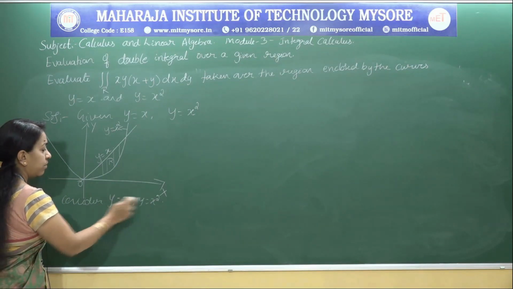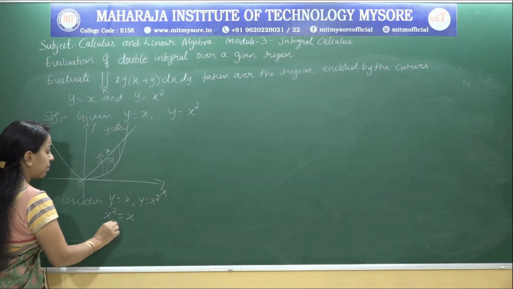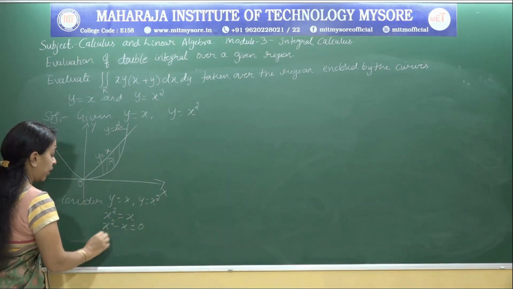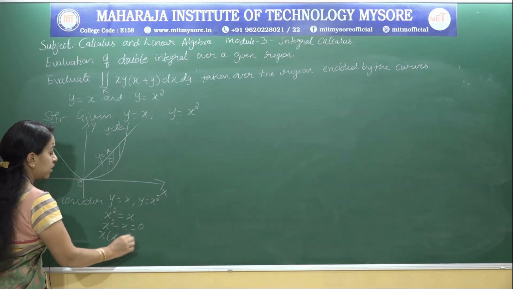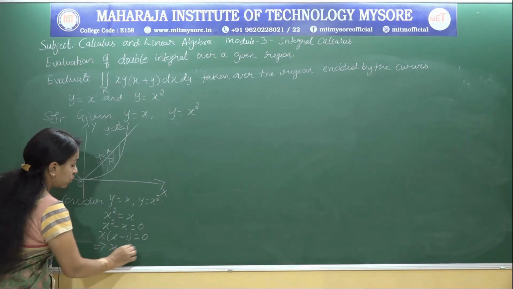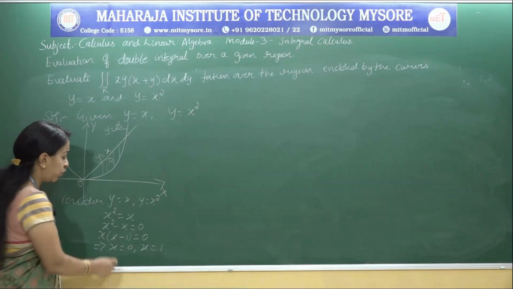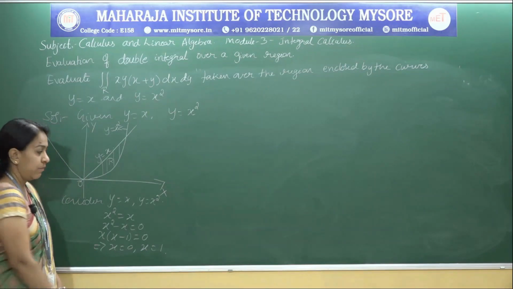So I replace y by x square. So x square equal to x, or x square minus x is 0. If I take x common, I remain with x into x minus 1 is 0, which implies x equal to 0 and x equal to 1. So we have 2 points, x is 0 and x equal to 1.